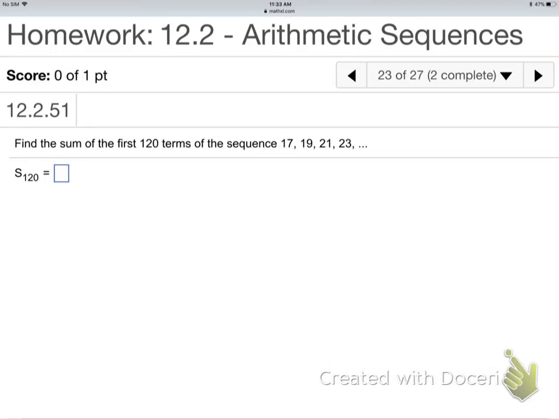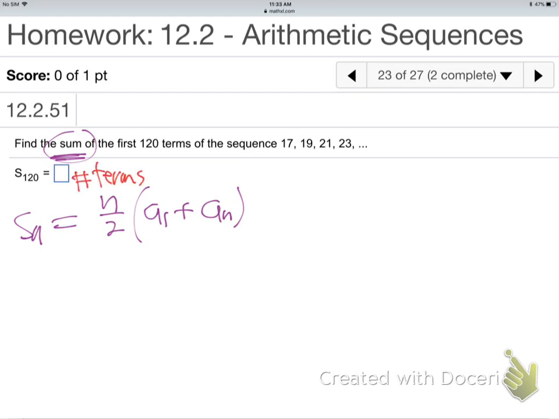All right, find the sum of the first 120 terms. This is a little different. Let me see what you can figure out on this one. Now, it says sum. Even though there's only commas, they are saying the word sum, so we're definitely going to use the S sub n formula. They're coming at you a little different here. N is the number of terms, A1 is first term, AN is last term. So plug in what you can there.